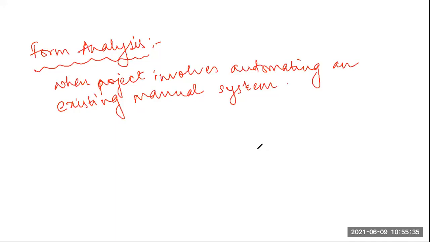Is this thing clear? Yes or no? Yes, ma'am. So the entire requirement gathering phase is clear, right? Yes, ma'am. Okay.